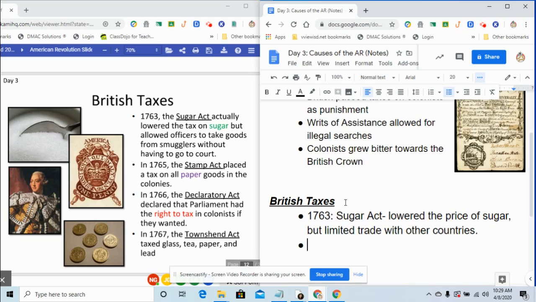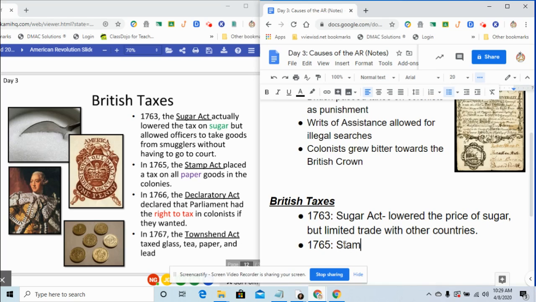Okay, and then in 1765, you have another act that gets put into place. It's called the Stamp Act. And you'll see this on all of the documents. Anything that is official required this Stamp Act. And you can see the cost of it was 1 penny, which back then was a pretty significant price.